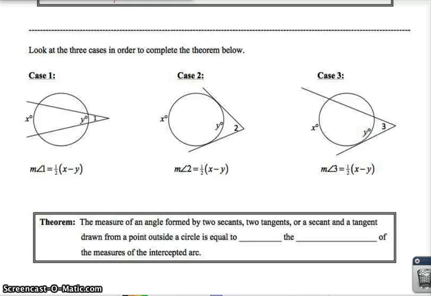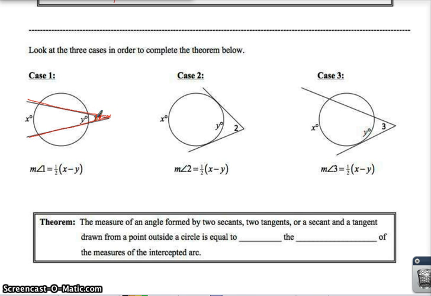So what you need to do is train yourself on seeing the different types of examples you have here. This is where it gets complicated. It's the visual aspect. It's seeing that we have two secants, right? Secants cut through the circle and they intersect out here and they form this angle right here. We're calling it angle 1.